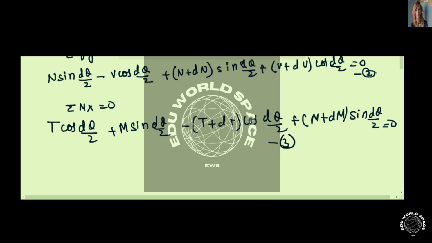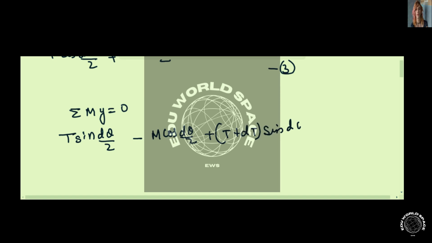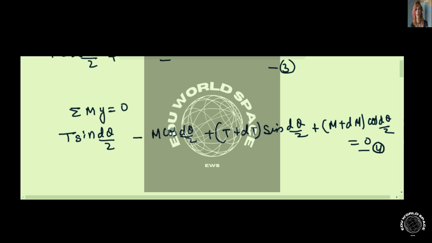Equation number 3. For equilibrium, summation of My is equal to 0, that is T sin(dθ/2) − M cos(dθ/2) + (T + dT) sin(dθ/2) + (M + dM) cos(dθ/2) = 0. Equation number 4. Here T is torsional moment and M is bending moment.